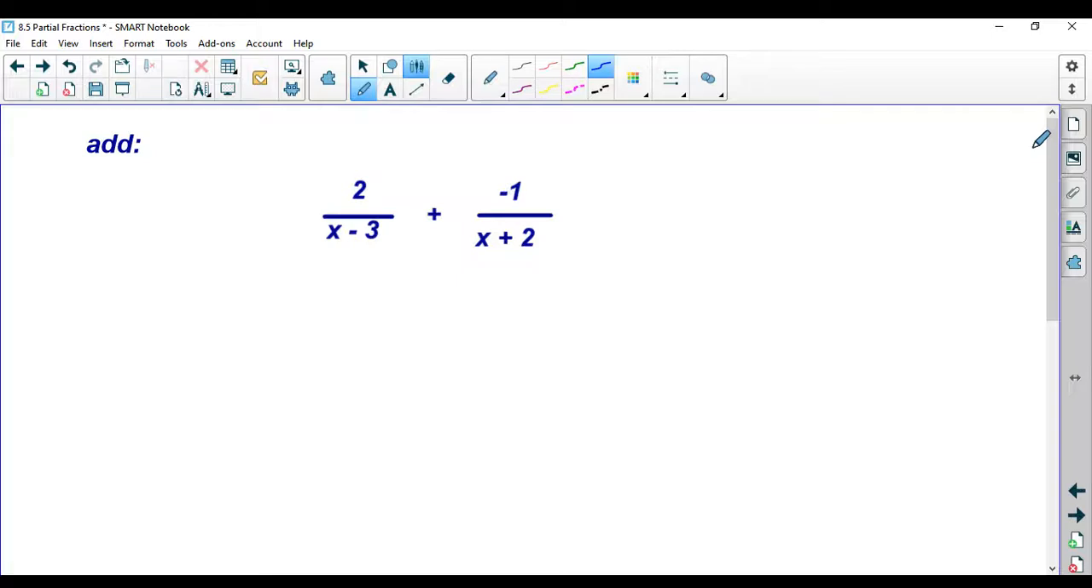Today we're going to learn how to perform partial fraction decomposition. That's going to help us integrate certain rational functions that we couldn't have integrated before. So all it is, is the opposite of adding fractions. So we're just going to look at these two fractions and add them together as we normally would, just to show how this is going to work.